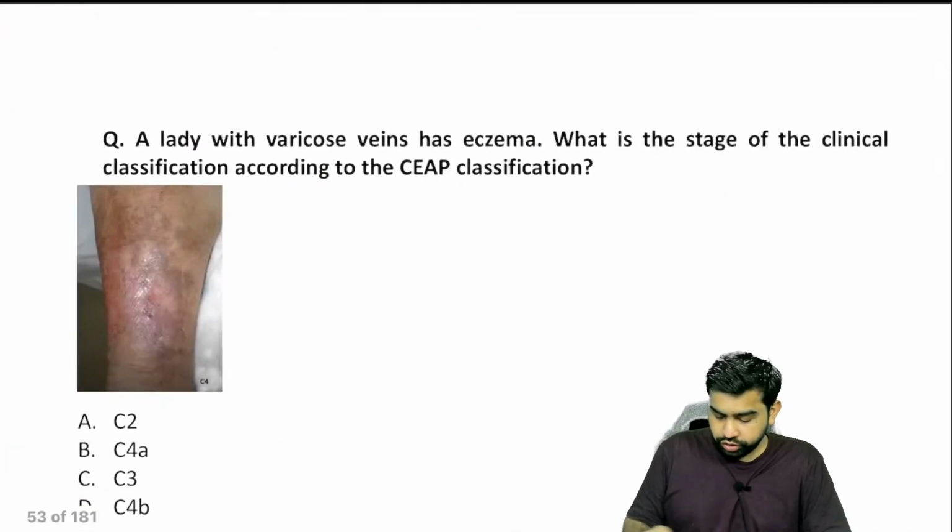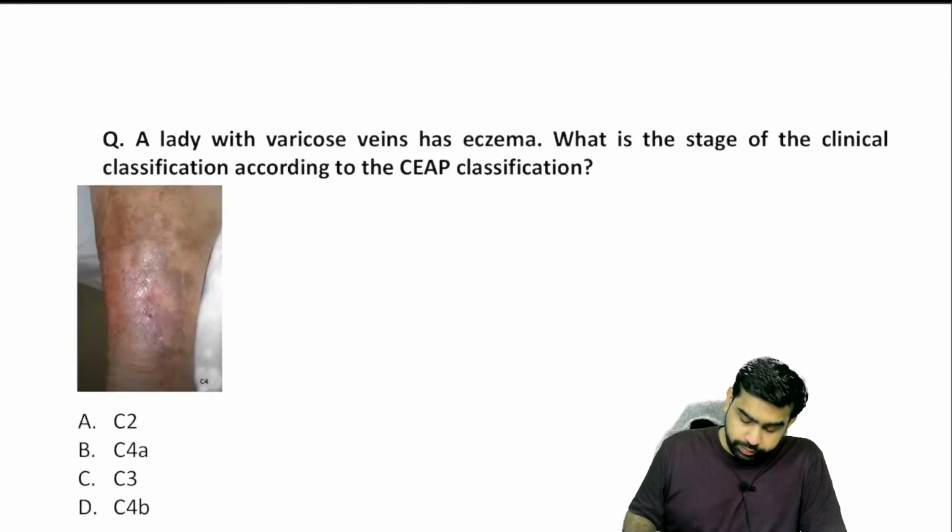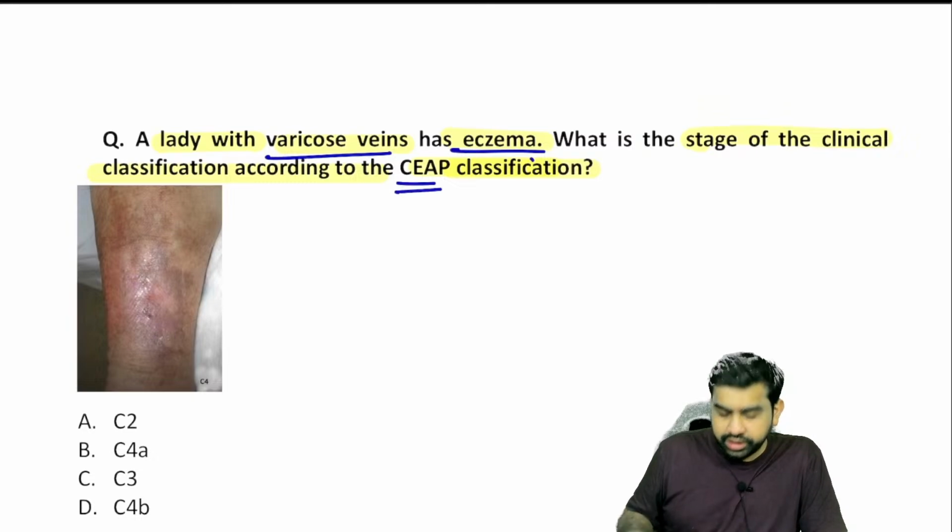Now let's move on to the next question. This is again a very important topic for you guys. There's a lady with a varicose vein with eczema, and the question asks for the clinical stage according to the CEAP classification. So what do you think is the answer? Is it C2, C4A, C3, C4B? What we're dealing with over here is C4A.